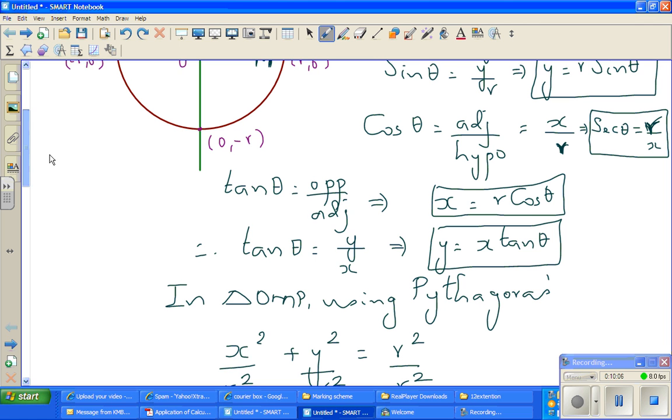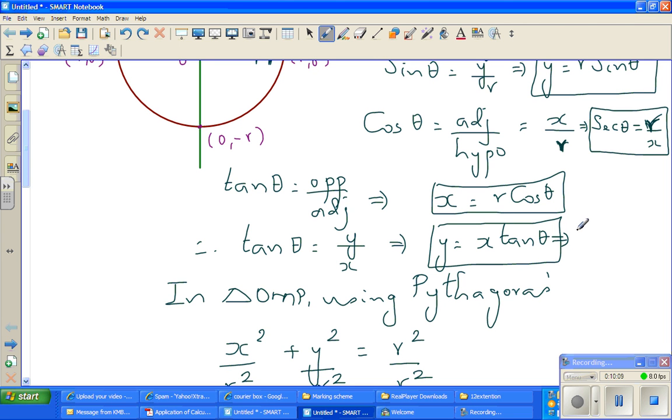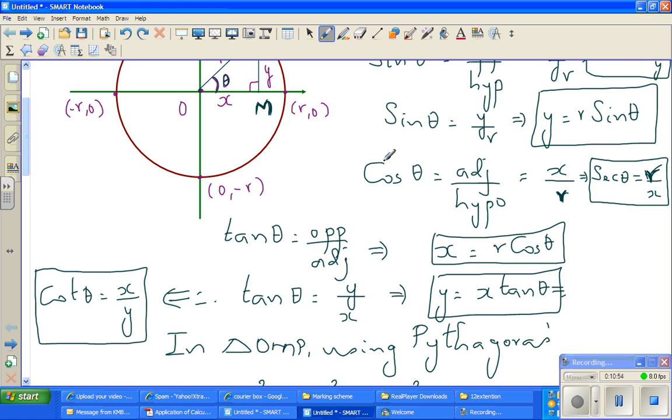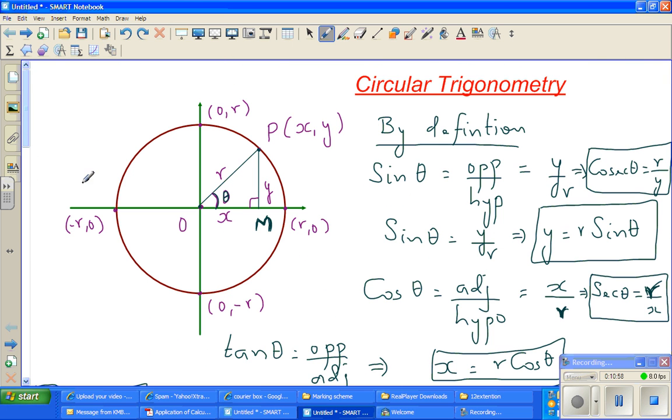Now, what is x over y? Again, I didn't tell you that. The reciprocal of tan is cotangent, or in short written as cot. Tan is y over x. So this implies cot theta is equal to x over y. See, all these are definitions. The reciprocal of tan is cot. You have to remember that. That means if you multiply tan and cot, that again is a very important result. Tan times cot of any angle is 1. Cos times sec is 1, and sine times cosec is 1.